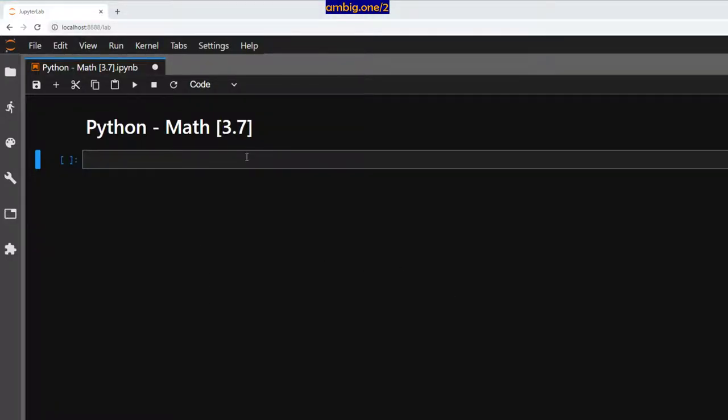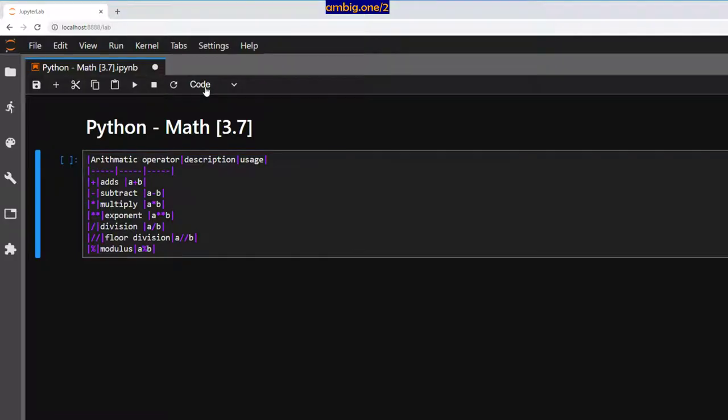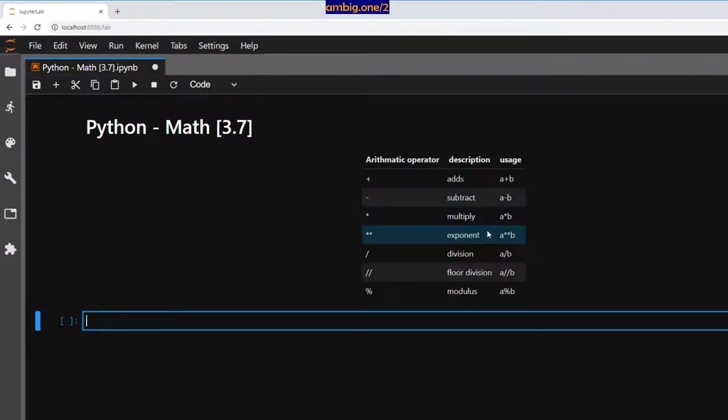Let's talk about the math module in Python, or how to do basic mathematics in Python. So let me go ahead and paste this table that I have for you here. Just like in a regular calculator or with a pen and paper, how you do it.